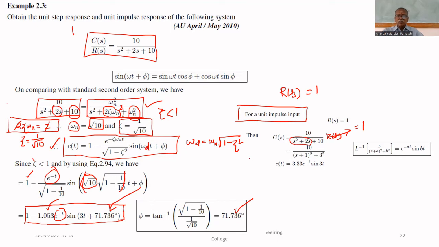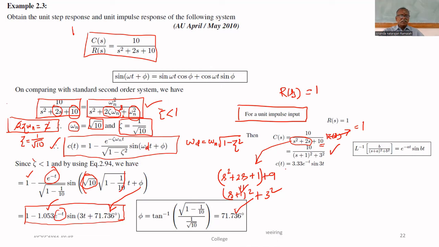S plus 1 whole square, if you write, you will get 2S. Therefore, we will write S plus 1 whole square. What is the extra term? Extra term is 1. So 1 we have to subtract from that. That's why this becomes 9. So this step we can write like this: S square plus 2S plus 1 plus 9. This can be written as S plus 1 whole square plus 3 square. So that is written here.